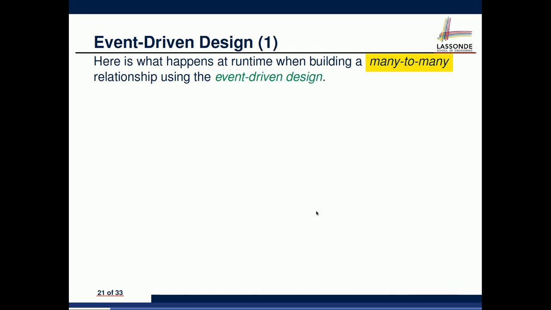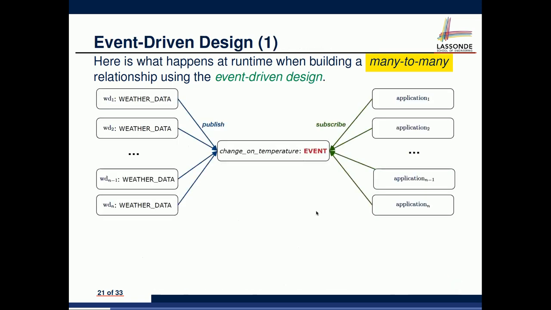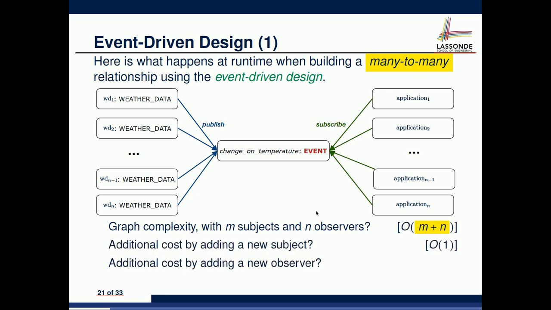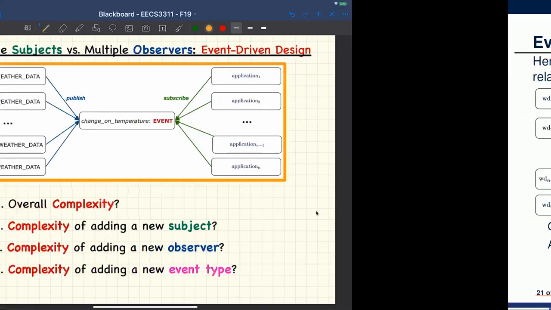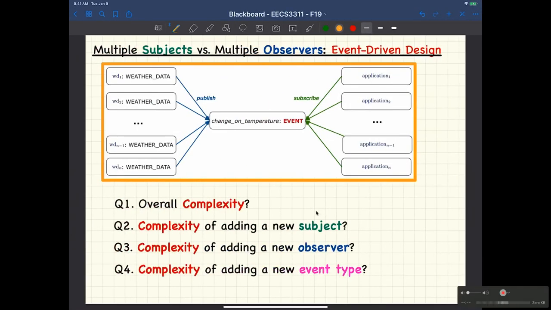Okay, what I will do is I'll do this guy here, many to many. We'll talk about complexity already. So now it should be very easy for you to see. Let me go back here. So now, overall complexity would just be big O of n plus n, or m, depending on how many subjects and observers you have.